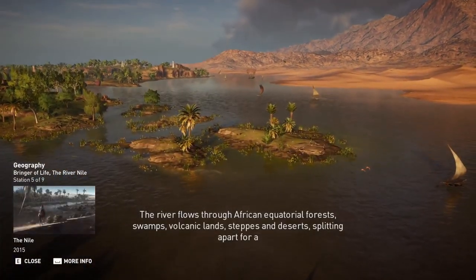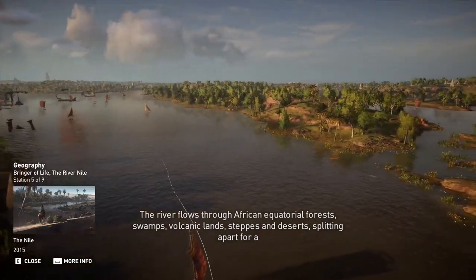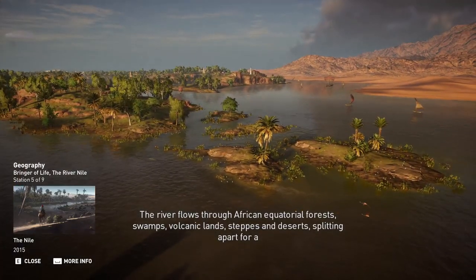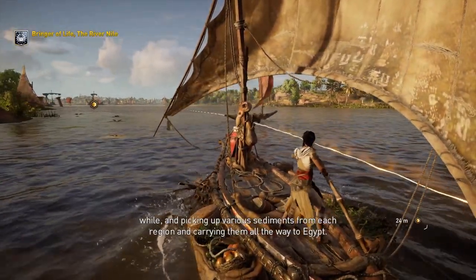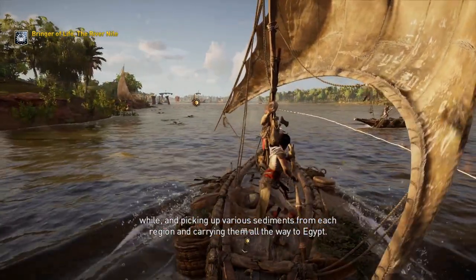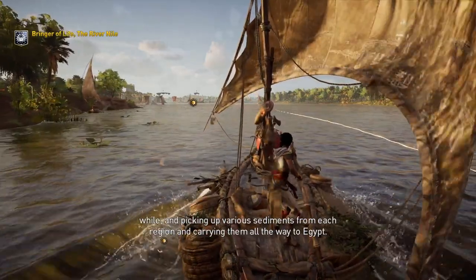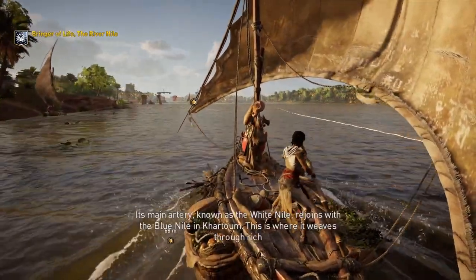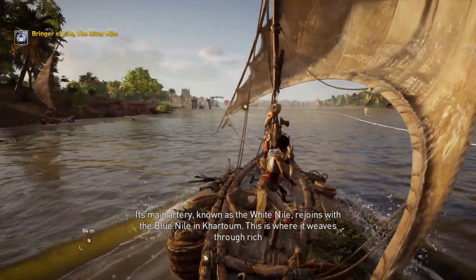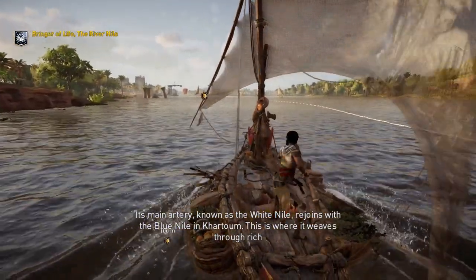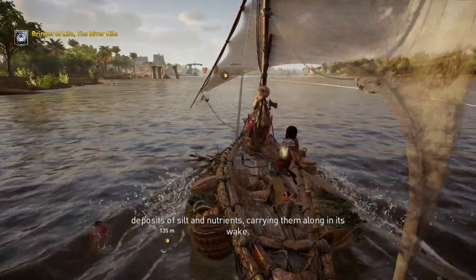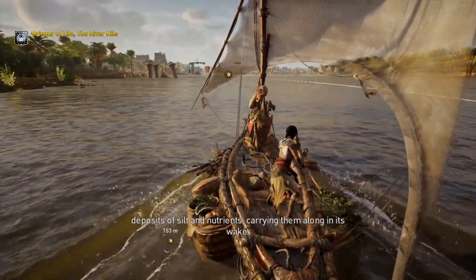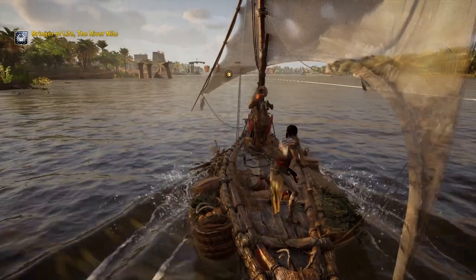The river flows through African equatorial forests, swamps, volcanic lands, steppes, and deserts, splitting apart for a while and picking up various sediments from each region and carrying them all the way to Egypt. Its main artery, known as the White Nile, rejoins with the Blue Nile in Khartoum. This is where it weaves through rich deposits of silt and nutrients, carrying them along in its wake.